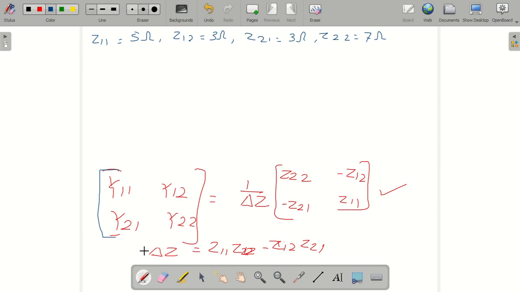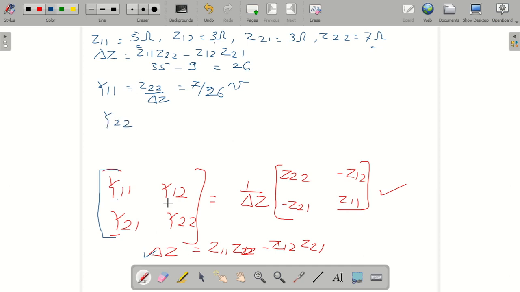So first of all we will get the del Z. Del Z equal to what? Z11 Z22 minus Z12 Z21, right? Z11 is 5, Z22 is 7, 5 into 7 is 35, minus Z12 3 and Z21 3, so minus 3 into 3 is 9, so I will get 26 del Z. Okay, I got it. Y11 equal to what? Z22 upon del Z. Z22 is 7. 7 by 26 mho.